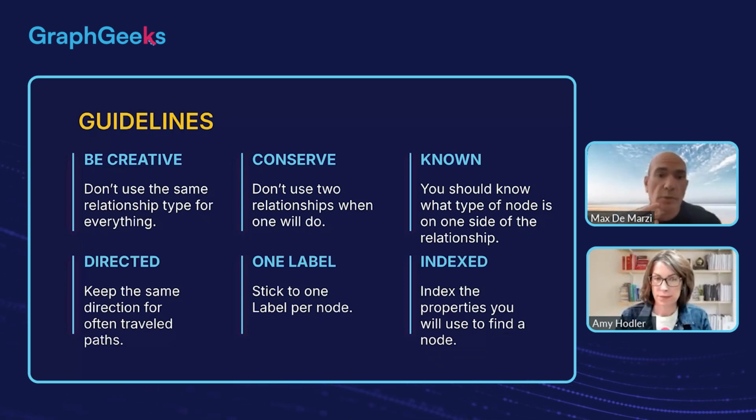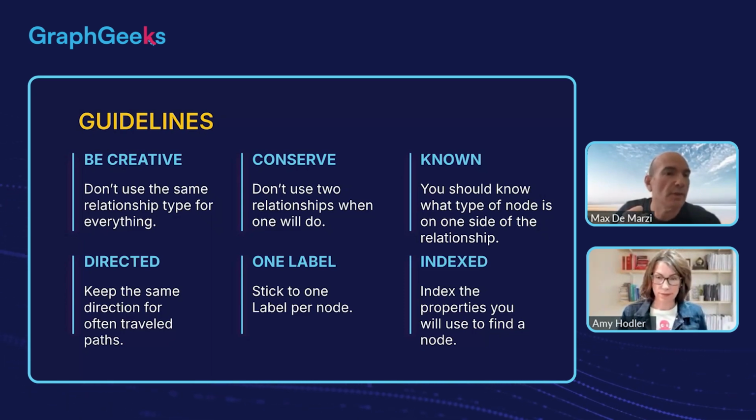One label per node, please. This was a terrible idea to allow nodes to have more than one label. Every time people do this, it tends to be a bad idea. So just stick to one label if you can.